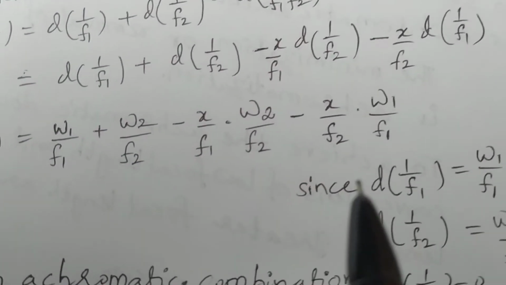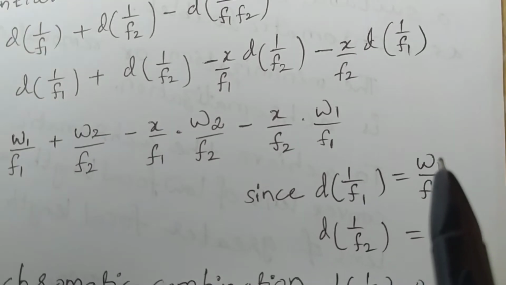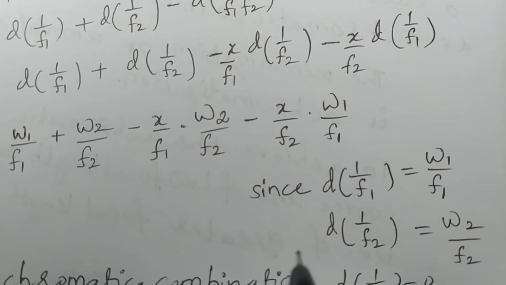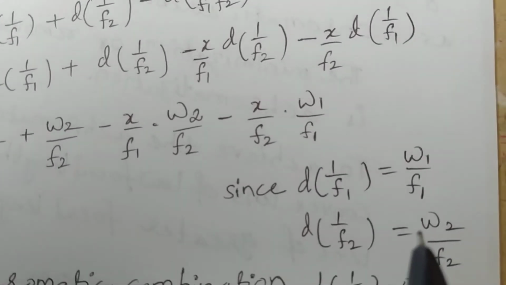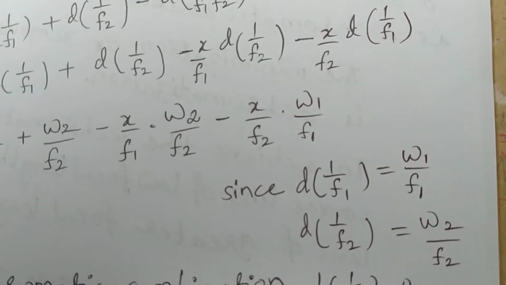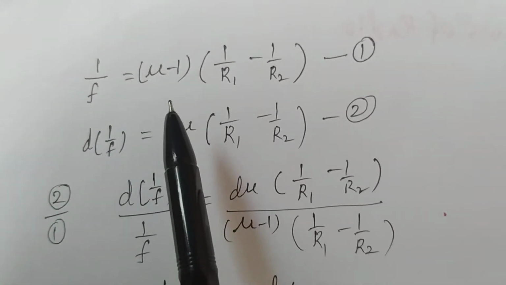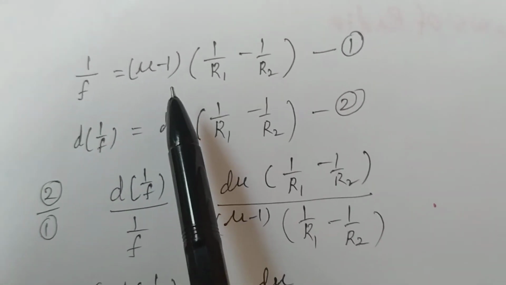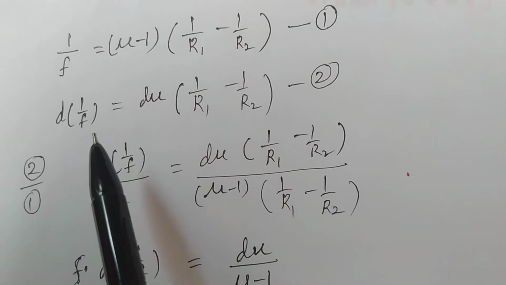Since the change in reciprocal of focal length of the first lens, d(1/f1), is equal to ω1/f1, and the change in reciprocal of focal length of the second lens, d(1/f2), is equal to the dispersive power of the second lens divided by its focal length, ω2/f2. Now we use the lens maker formula, that is 1/f = (μ - 1)(1/r1 - 1/r2), equation 1.